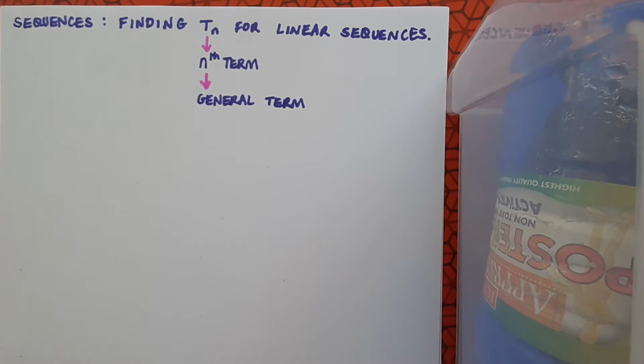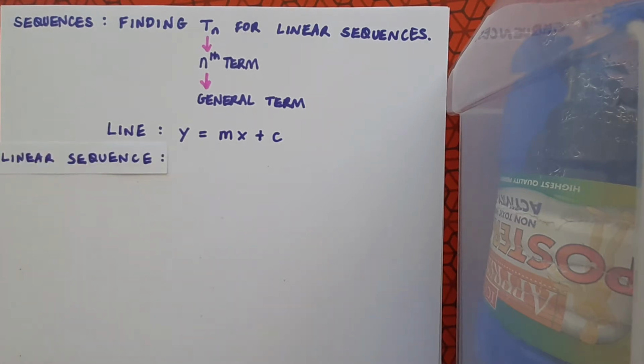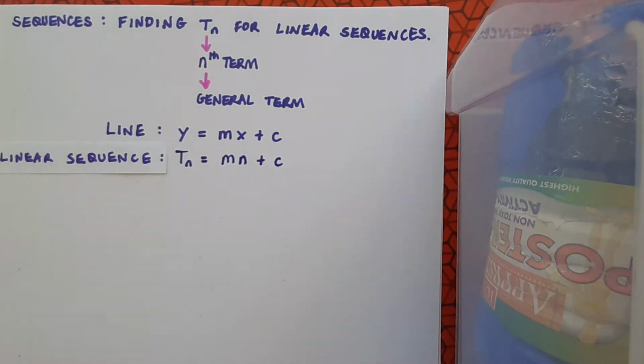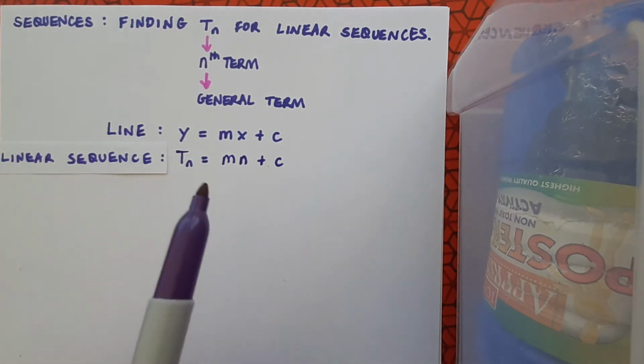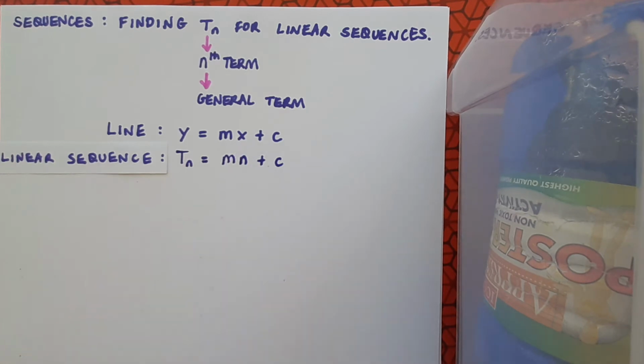Before we go into that, I want to just point out to you the connection between linear sequences and lines from coordinate geometry, or linear functions. We know that the equation of the line can be written in the form y equals mx plus c. Well, lines and linear sequences are very closely related. In fact, you could nearly say that they're the same thing almost. So the linear sequence Tn could be thought of as mn plus c. The only difference here really is that where I've got y for the line, I've got Tn for the linear sequence, and where I've got x for the line, I've got n for the linear sequence.